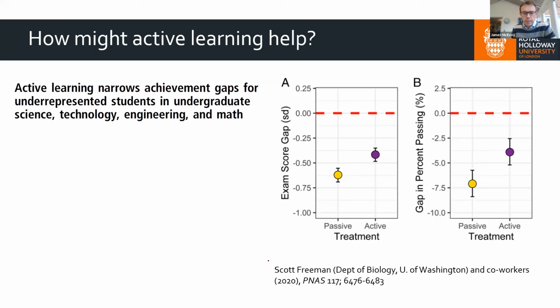And this is a nice meta-analysis that was published by Scott Freeman and colleagues from the University of Washington earlier this year in PNAS. And they looked at about 15-20 studies which passed their criteria and compared traditional college level lecturing, which they described as passive learning, with active learning. And they found that exam score gap, so this is the difference between the white students' performances and underrepresented groups, so those would be BAME students and also widening participation students, as they defined those students in their studies.